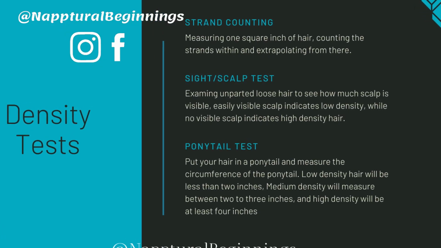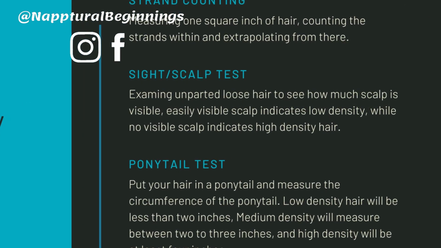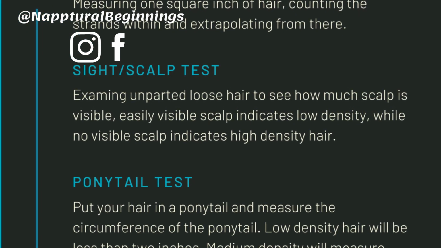The sight/scalp test is another way to take a measurement of the density of your hair. And this is done by examining unparted loose hair to see how much scalp is actually visible. So what you would do ideally is maybe once your hair is dry or in a drying state, maybe after a wash day, you don't part it, but you just let it fall how it naturally falls, and you just look dead on within a mirror, or maybe someone else can assist you with this if you're not able to see every part of your head by yourself.